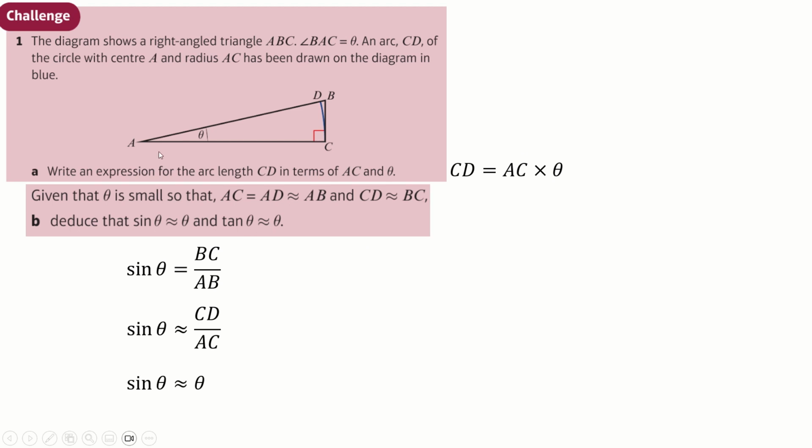And likewise for tan theta. Sorry, no, it's opposite over adjacent. It's BC over AC. I was doing cos. Not sure why I'm doing that. Of course, again, if theta is really, really small, it's BC that I want to approximate as CD, and then CD over AC likewise is theta. And so we have those two things there.